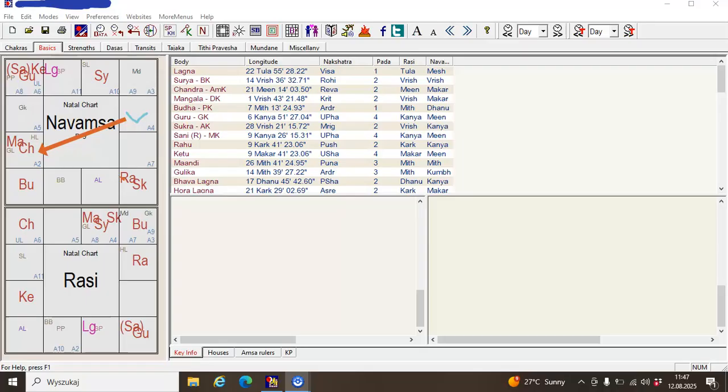We're taking 7 full years and not 10 years as we would do in case of Manduk Dasha. Okay? So the Mahadasha of Karka will consist of 7 years.